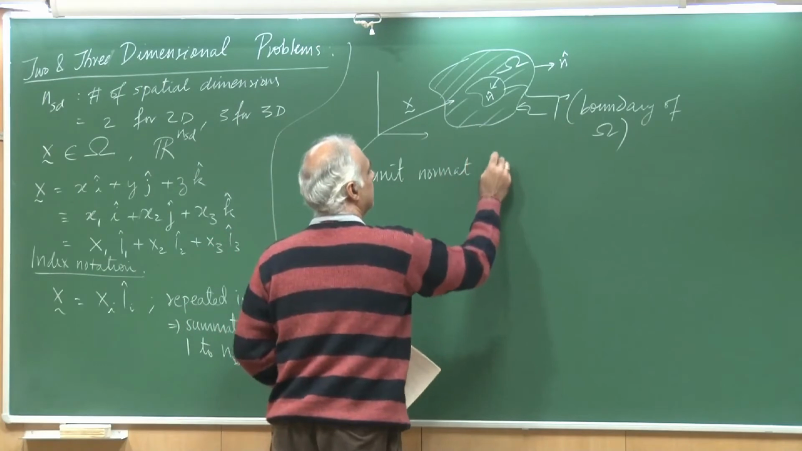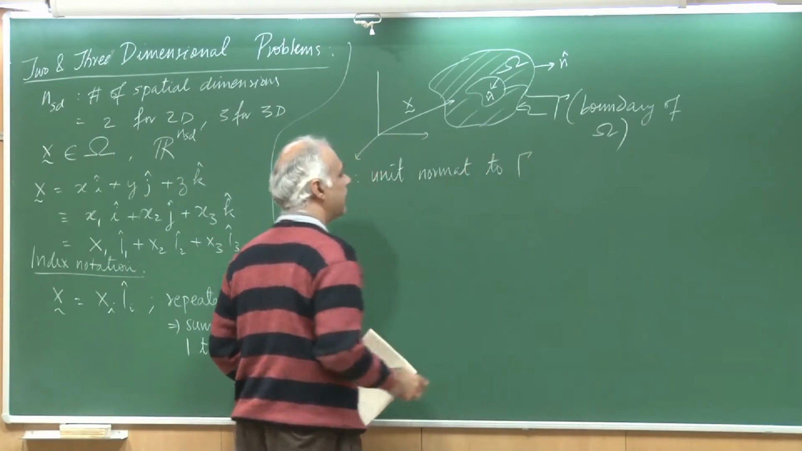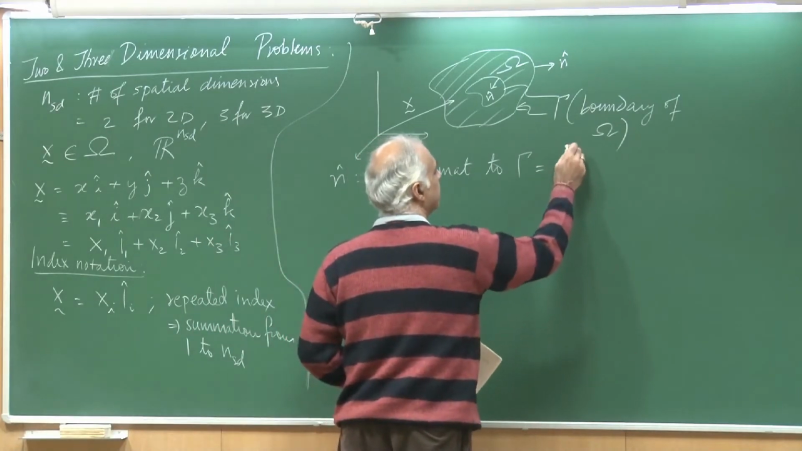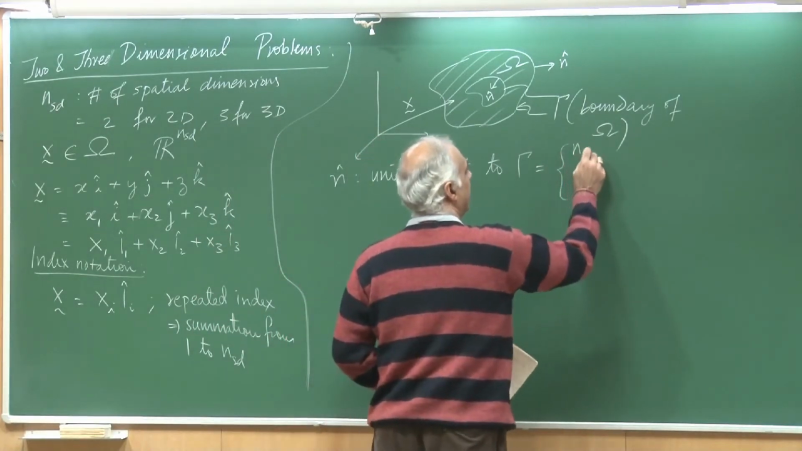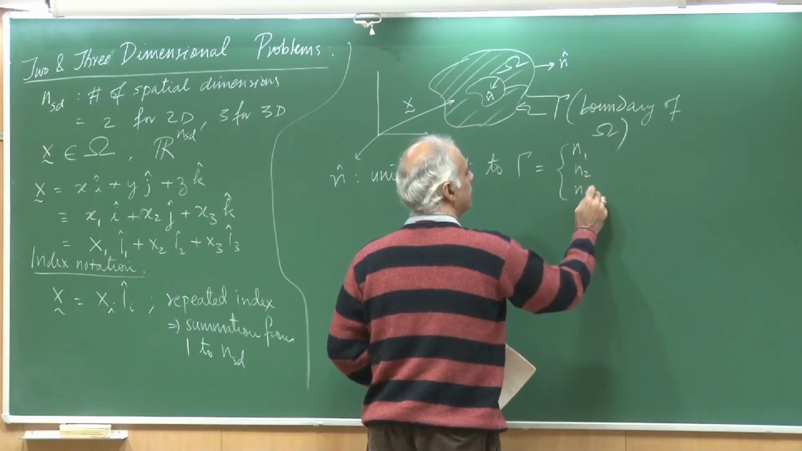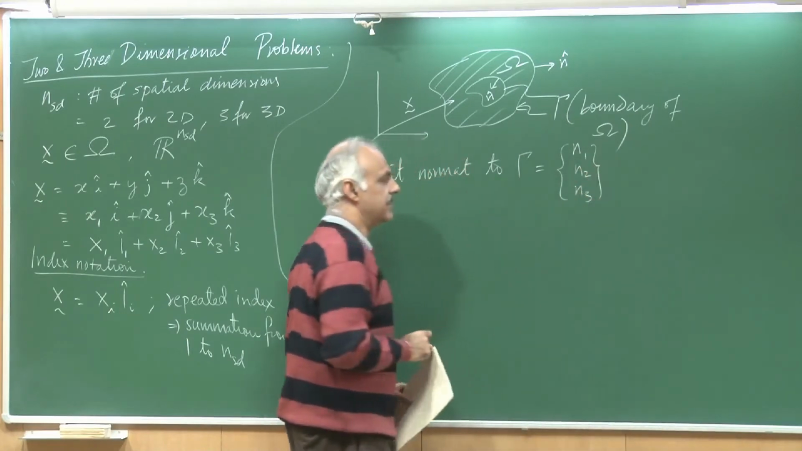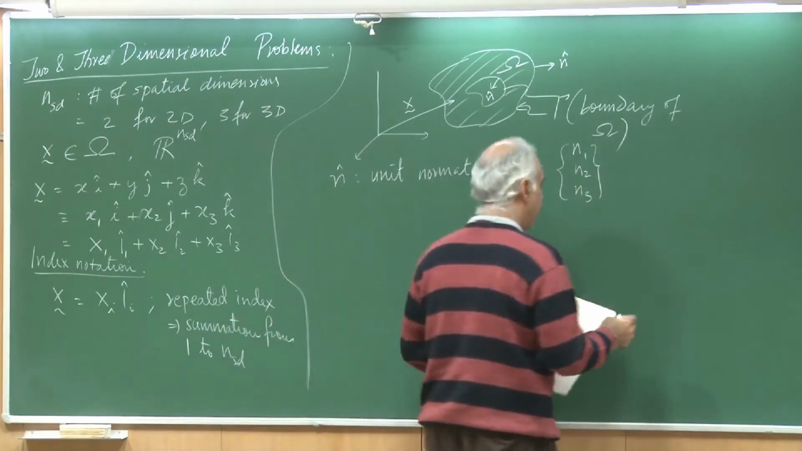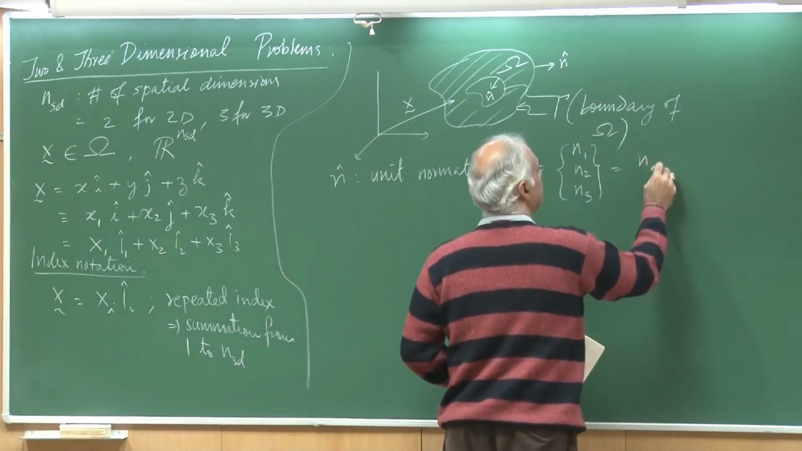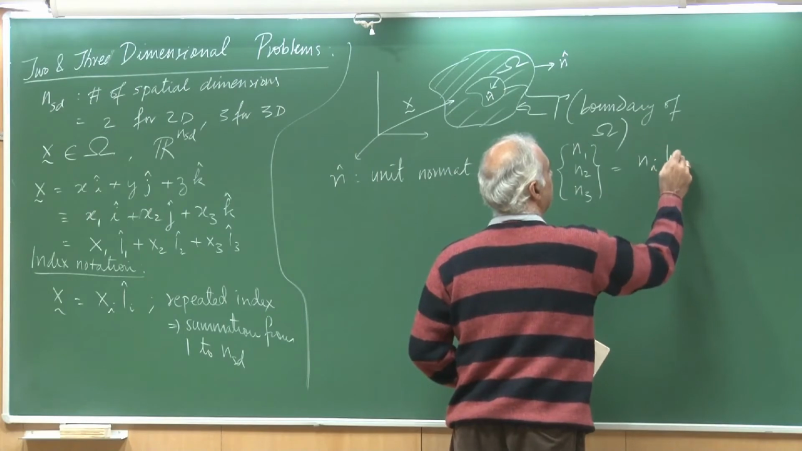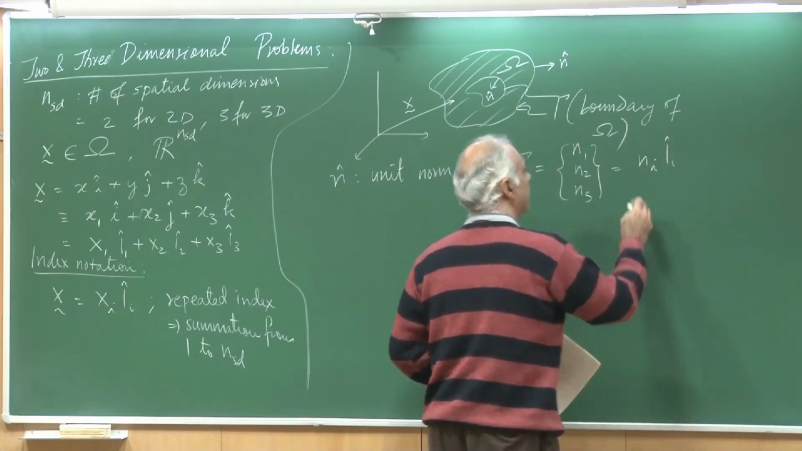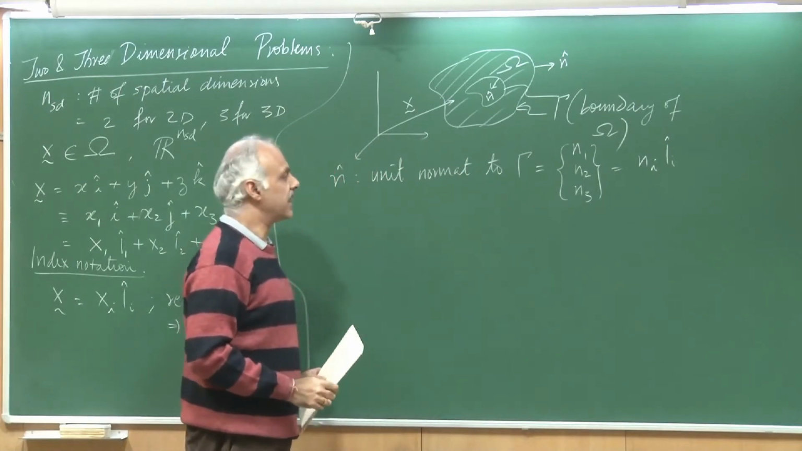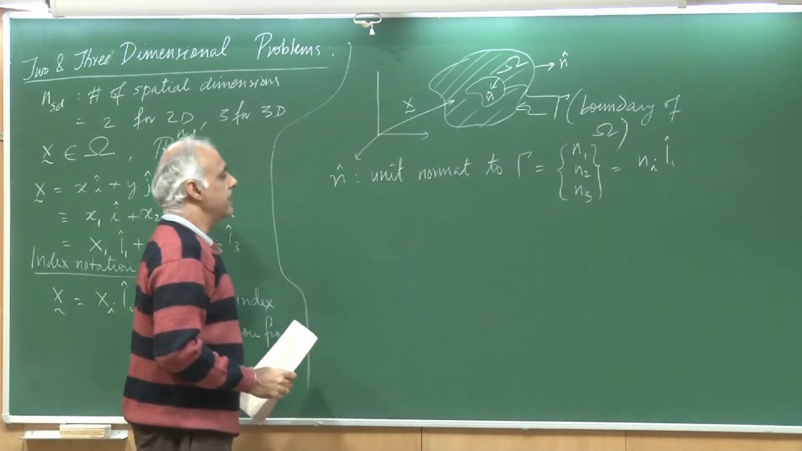I am going to represent n, which is the unit normal to gamma at any point, in terms of its components n1, n2, or let us say n3 in general. So, these are the 3 components, and I could also write this as ni ii, where ni are these components along each of the Cartesian axes. All right.